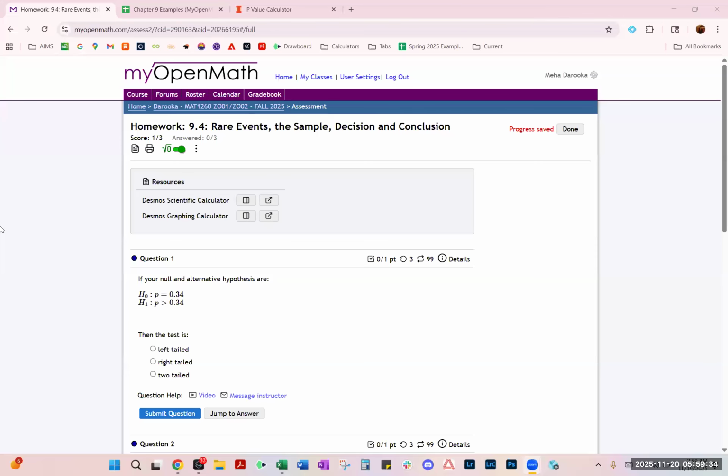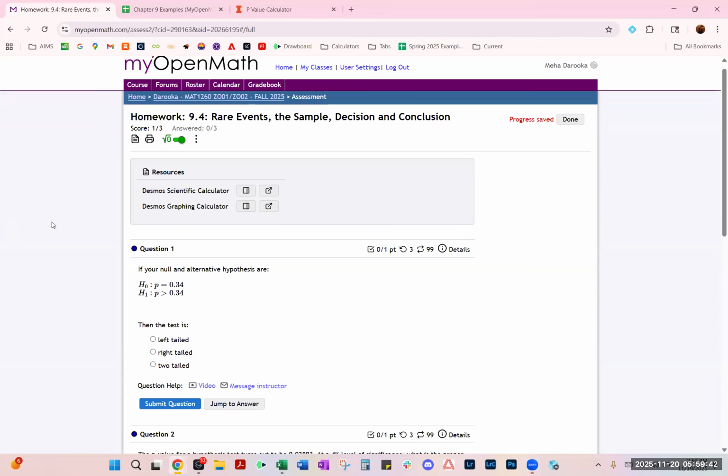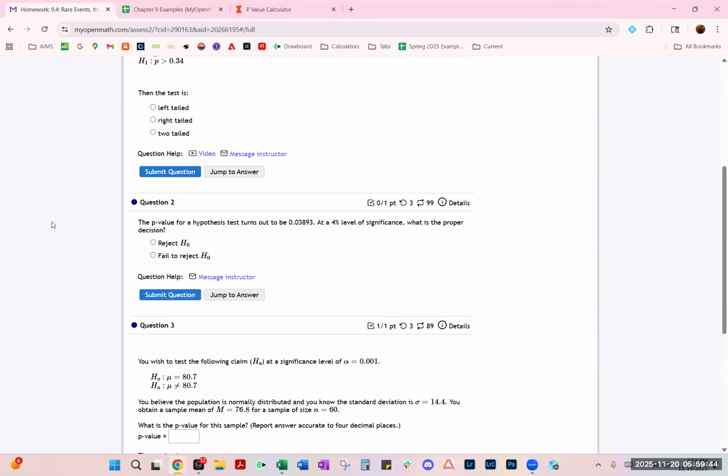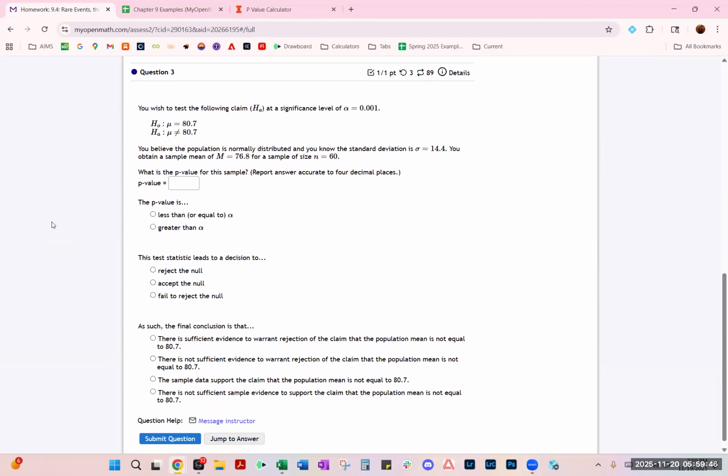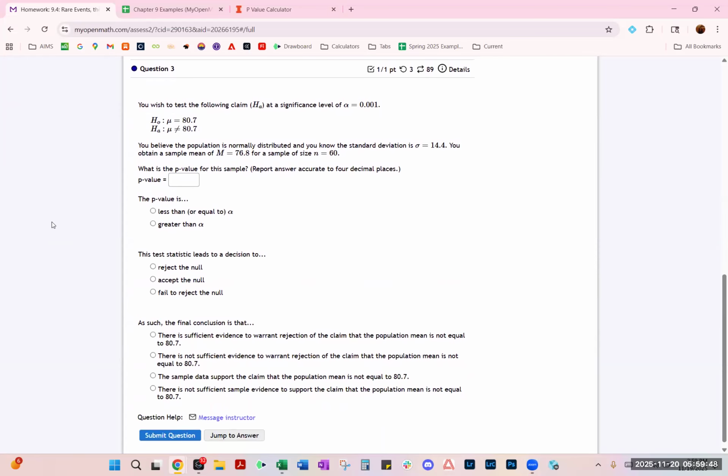Hey everyone, let's take a look at this section 9.4 homework, question number 3. So as you can see, here's our section 9.4 and here's question number 3. As you can see, we are obviously talking about hypothesis testing. The question has multiple parts to it, but I'll show you the main part, which is calculating the p-value.